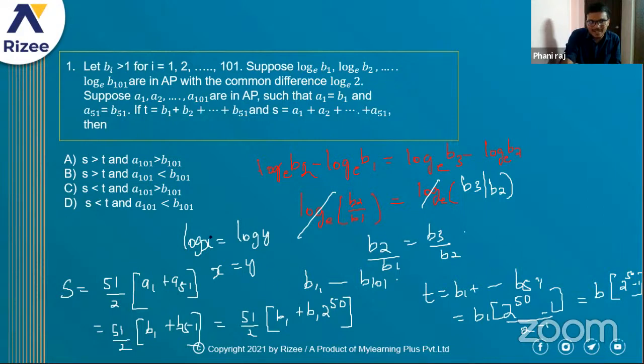Obviously, s is greater than t. So you can eliminate c and d. You don't even have to worry about it. This is called option elimination, which comes in handy in JEE. Now we should verify if a101 is greater than b101 or the other way around. Now what is a101?